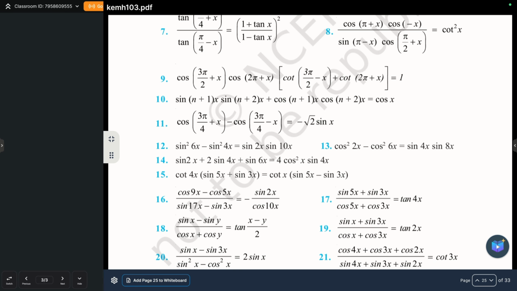10th question, we already did this type. Sin, cos. You can see the pattern here: sin, cos, and the angles are also the same. N plus 1, N plus 2, N plus 1, N plus 2. It means we can apply that formula.